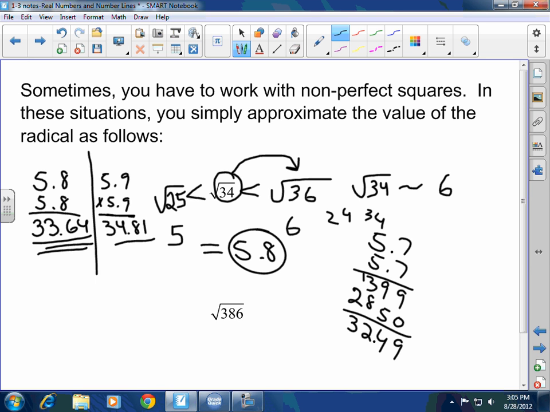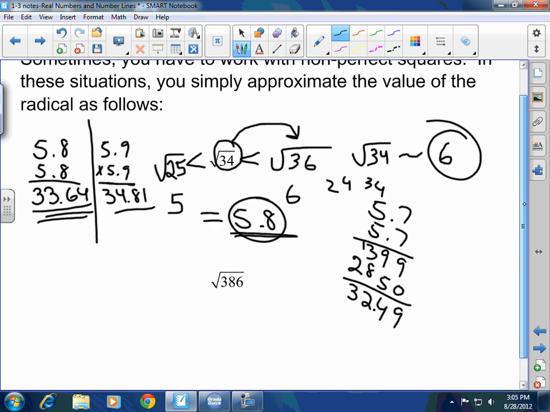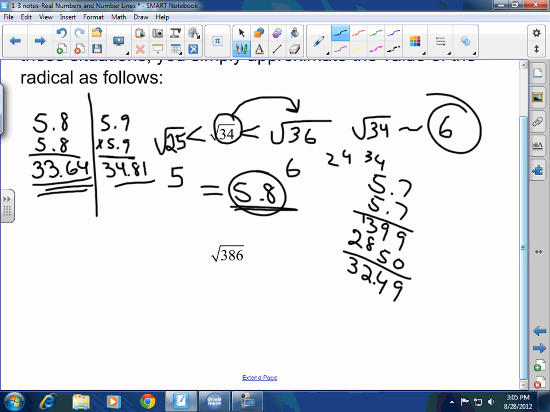Depends what they want. If they want you to approximate it to the nearest whole number, nice and easy. If they want you to approximate it to the nearest tenth, then you gotta go a little bit tougher. Okay, let's try a little bit more of a difficult one. What if I want you to figure out the square root of 386? Well, the square root of 386. What's going to happen here?